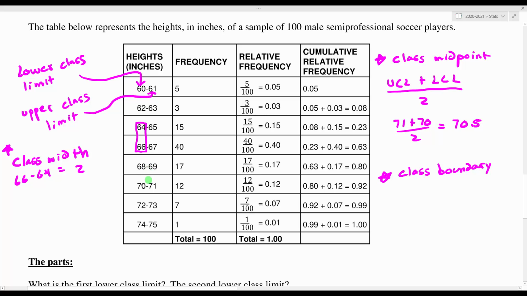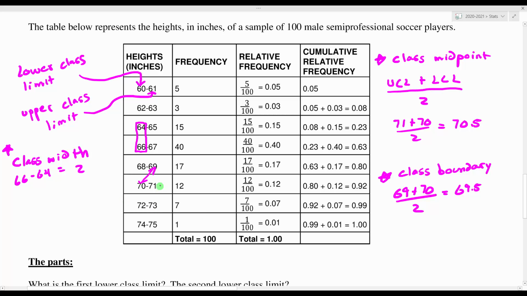Where would it go, in this class or in this class? That's what the class boundary helps us with. It's an invisible boundary that tells us what to do with those in-between values. The class boundary is the midpoint in that gap. So we're looking at the midpoint between 69 and 70. We add 69 plus 70, and then divide by 2. That gives us a class boundary of 69.5.